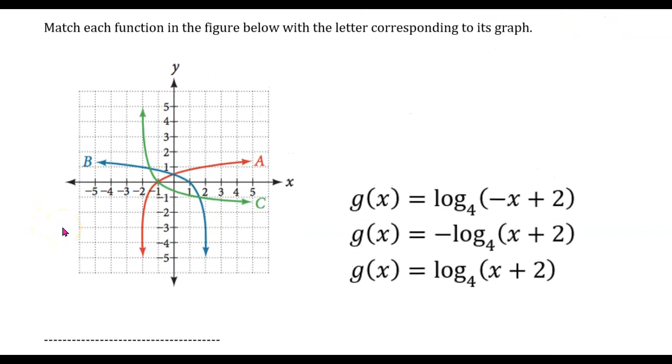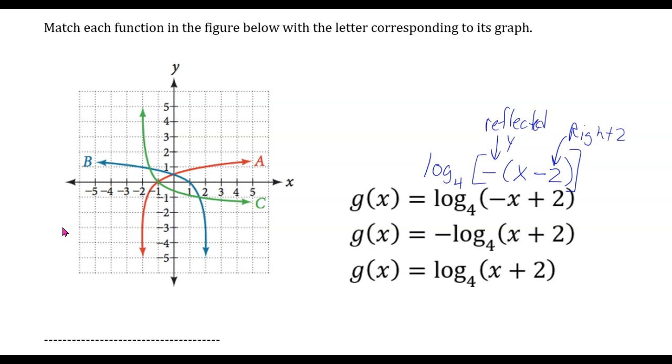In number 9, we wish to do the same thing, match each function in the figure below with the letter corresponding to its graph. In this particular problem, remember that we can always factor out the negative, and then that will take it out of the +2 as well, so that we have a double negative there, giving us back the positive. This is the log base 4 of a negative applied to an x minus 2. This means it actually went to the right by 2, but it got reflected over the y-axis.